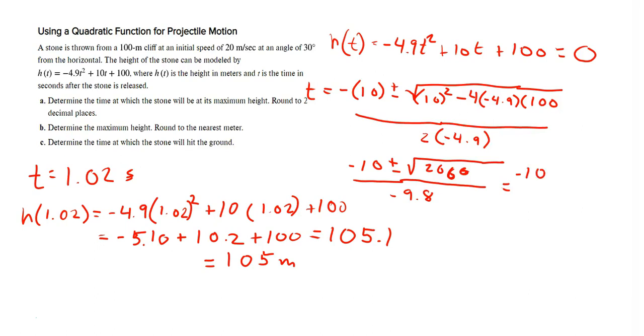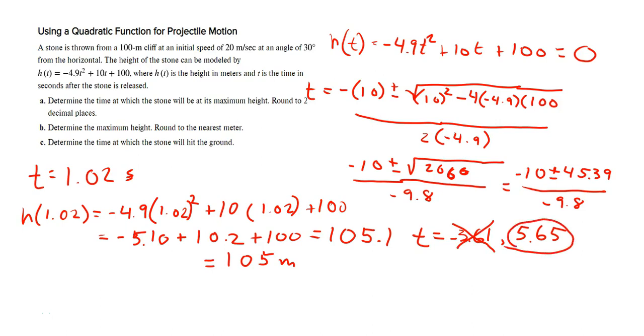This is negative 10 plus or minus 45.39 divided by negative 9.8, which will give you 2 times for t. Negative 3.61 and 5.65. Now, because time can't be negative, we can cross this one out. And the time when the stone will hit the ground will be 5.65 seconds.